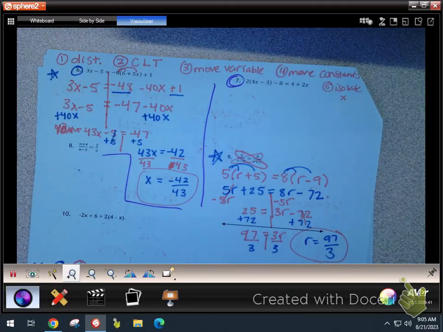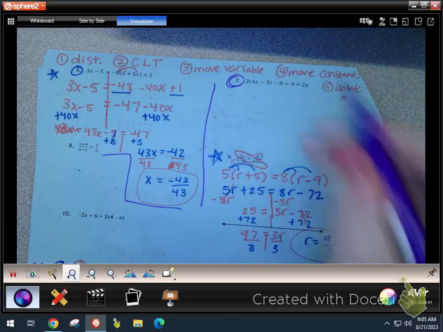So do we distribute? Do we combine like terms? And then we get our variables on one side, our constants on the other. Divide typically to get the answer. So it's the same stuff. It's just now we're to the point where we're putting all the steps in one. So let's work number 7.